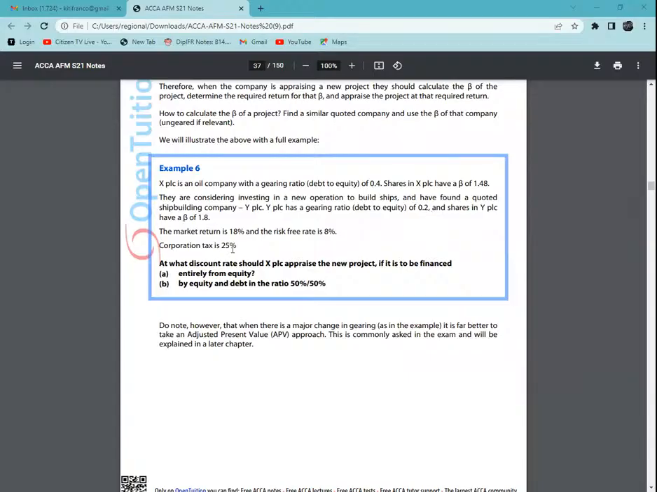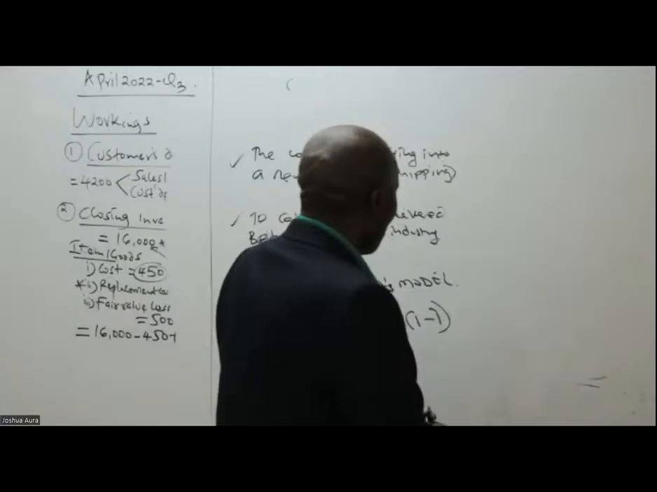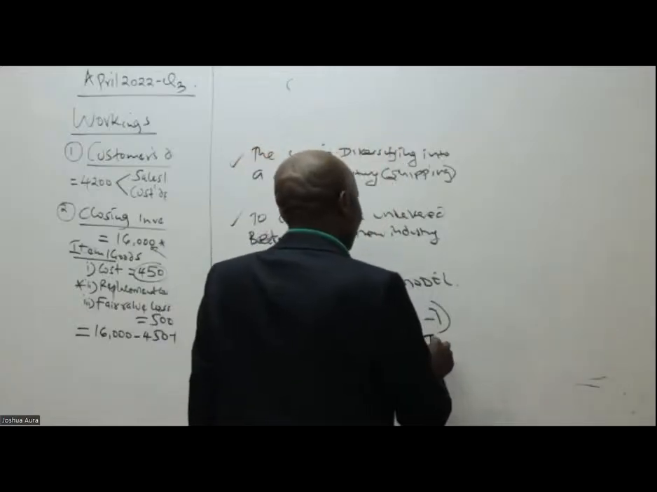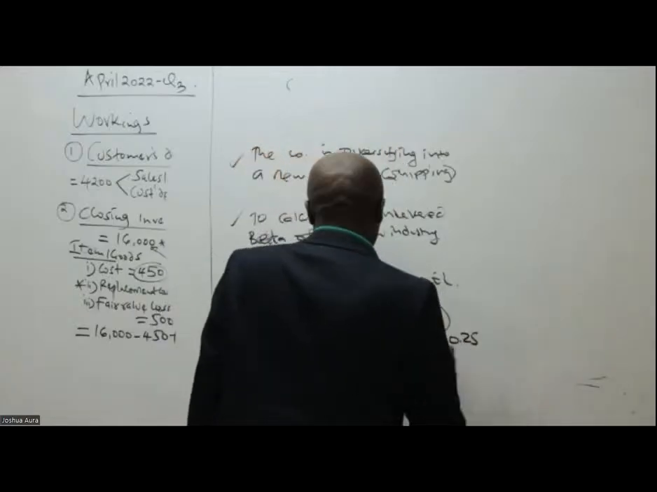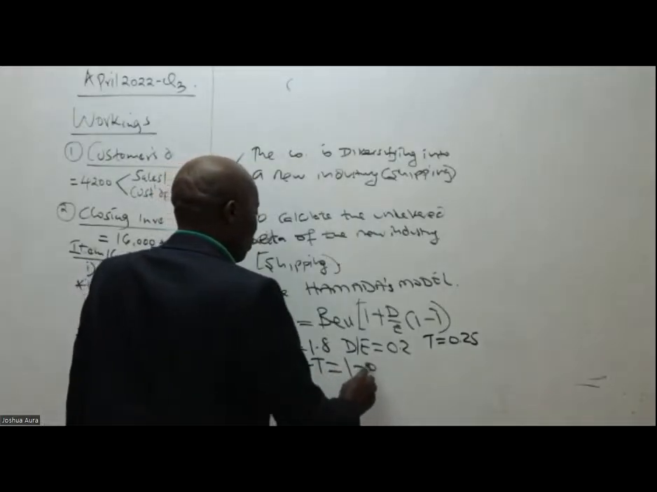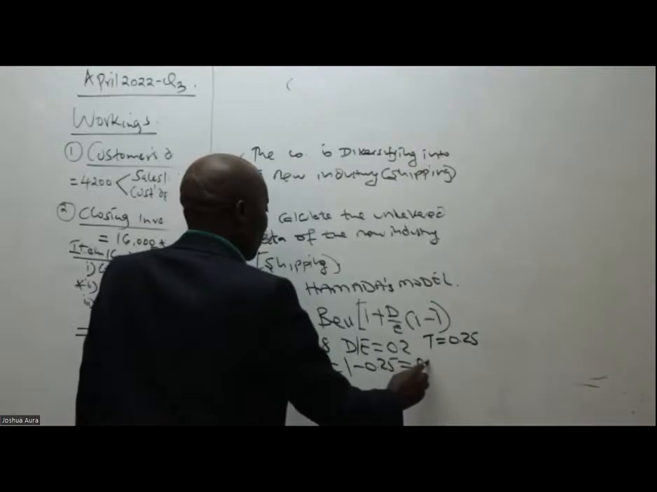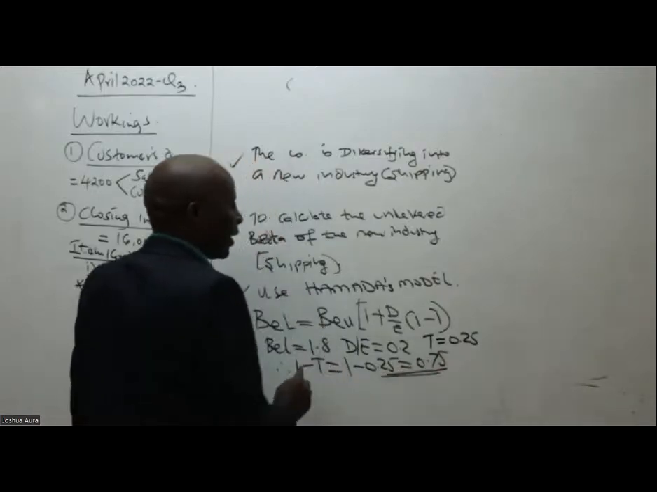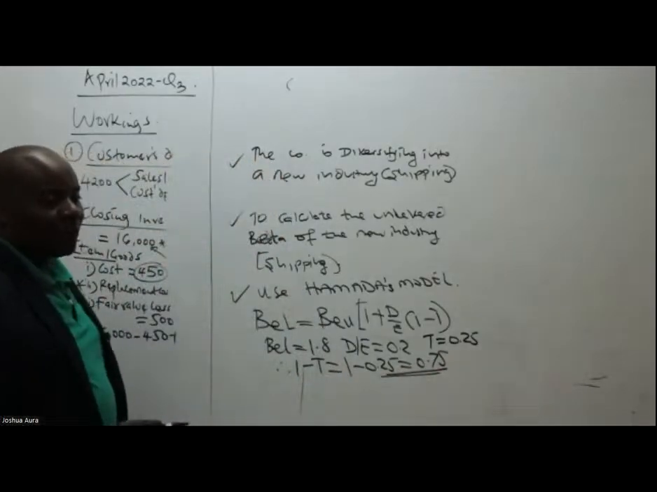And then the other thing they have done so nicely is to give me the risk-free. What here? Not the risk-free, but the tax is 0.25. So tax is 0.25, and therefore 1 minus tax will be 1 minus 0.25, which will be 0.75.